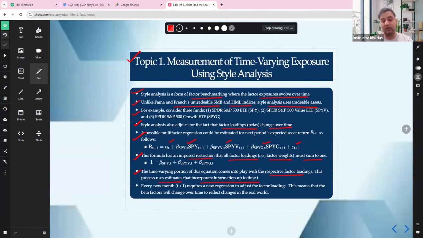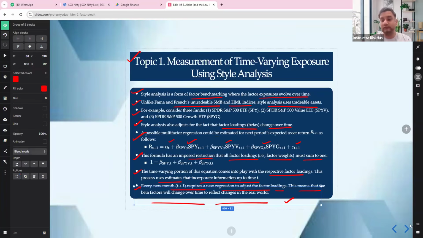Now let's look at real world intuition. Think of a fund in a bull market shifting to growth, and in a downturn shifting to value or defensive. Betas are not constant. On the risk management side, this is used for performance attribution, style drift detection, and portfolio monitoring. The big insight here is that yesterday's beta is not equal to today's beta, which is not equal to tomorrow's beta. Every new month, t+1, requires a new regression to adjust the factor loading, so the beta factor changes over time to reflect change in the real world. All right, all theory.